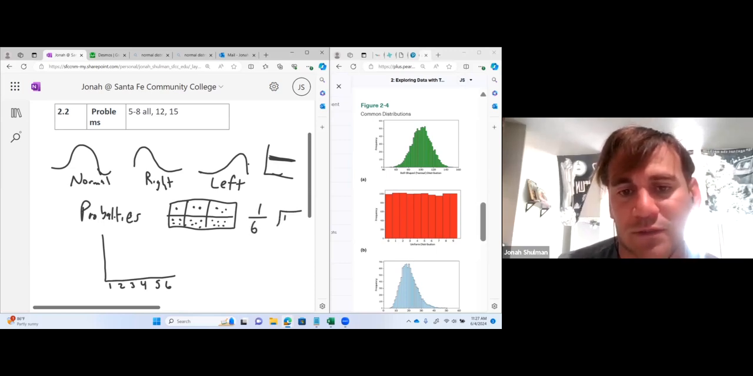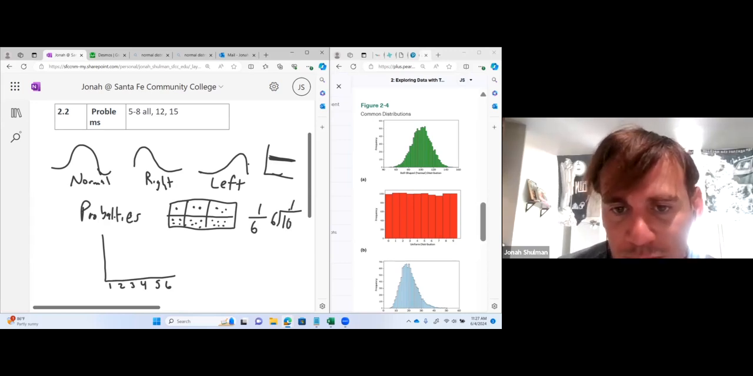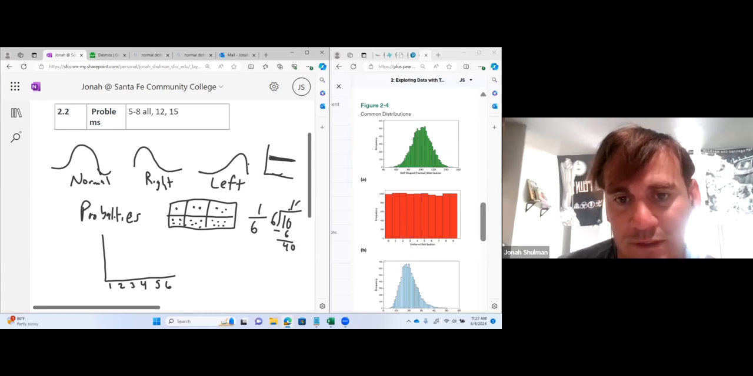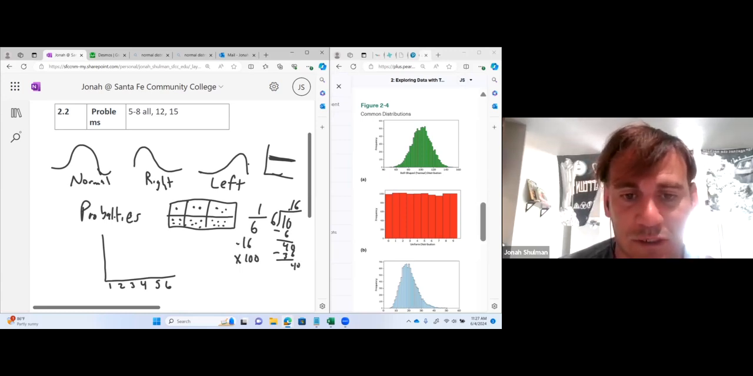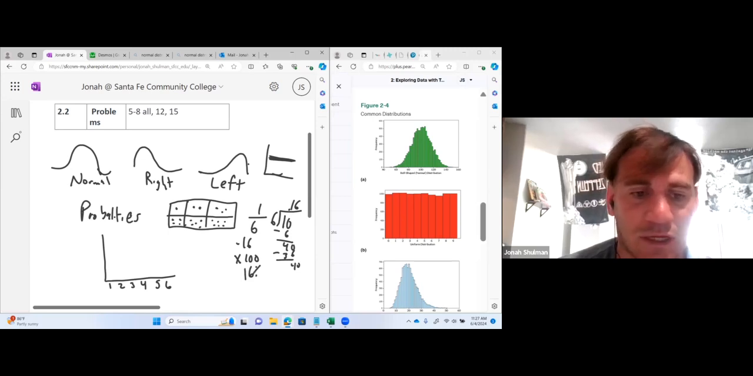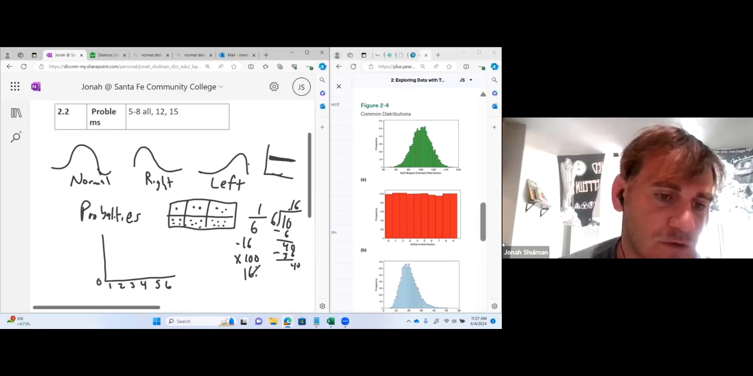We divide this. 6 can't go into 1. 6 can go into 10 one time. And 6 can go into 40 6 times. And it just repeats. Okay, so this is 0.16 or 16. If we want to add the percentage, we times it by 100, 16%. Okay, so that means if we're going 0, 20, 40, 60, 80, and 100%, right? The probabilities, we're going to be right here for the first one.